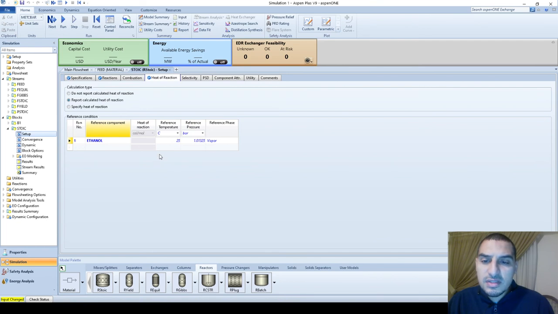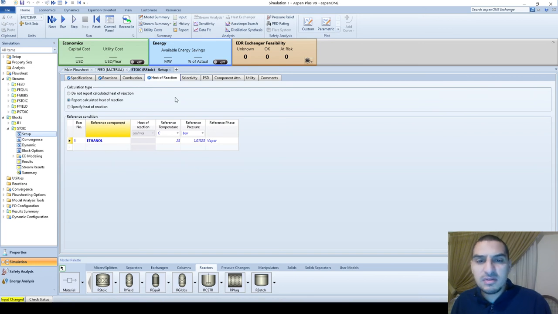And here the reference temperature and pressure is needed, because when you calculate the heat of reaction, you do not calculate it based on the actual temperature only. You have to refer to a base temperature or reference temperature. So usually the heat of reaction is calculated from the heats of formation, and the heats of formation are always available at 25 Celsius. That's why the reference temperature is always 25 Celsius.